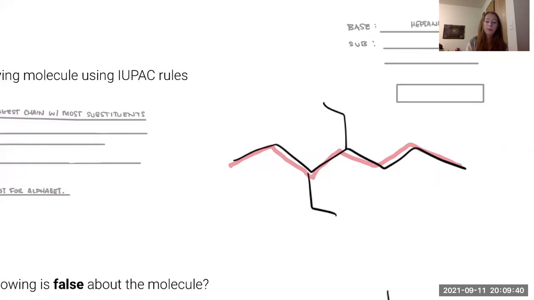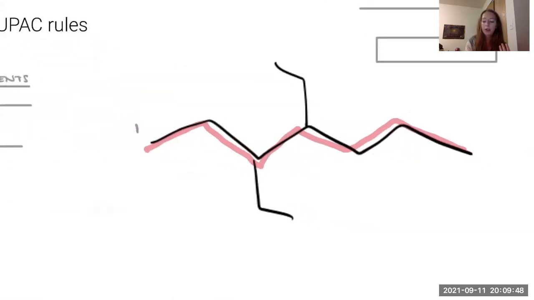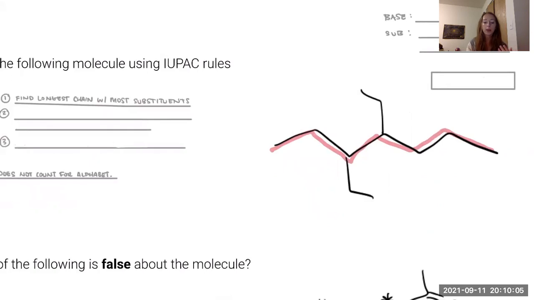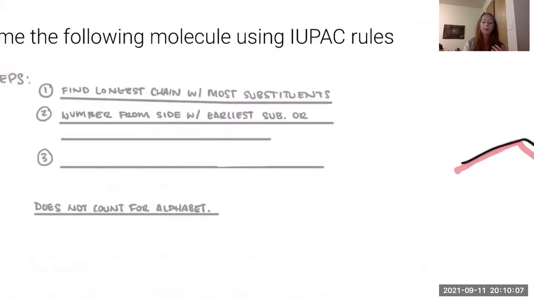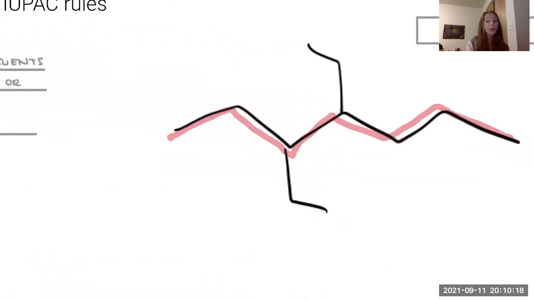So heptane. The second step would be figuring out which side we start from. What do we label as our first carbon? This one or this one? The way to do that is to find which side we hit the first substituent first. But sometimes we hit the first substituent first on both sides. So the way we determine which way to go is dependent on two things: where we hit the first substituent first, or the lowest numbering scheme. The lowest numbering scheme just means the lowest numbers in our name.